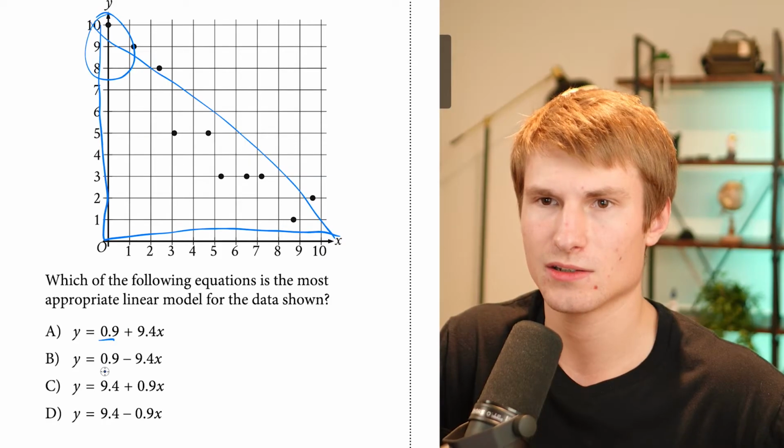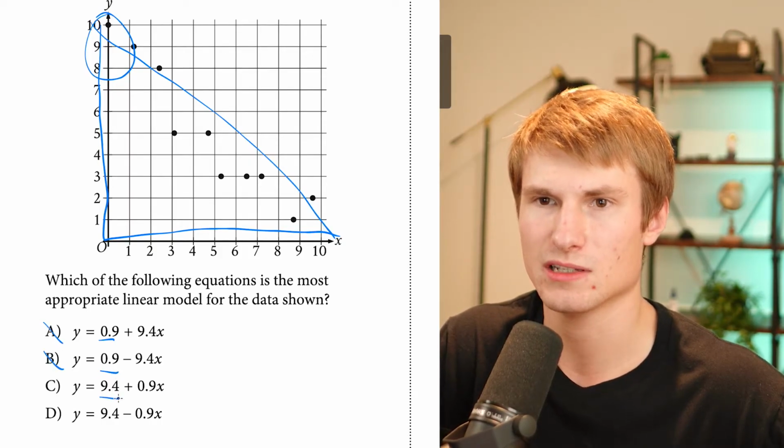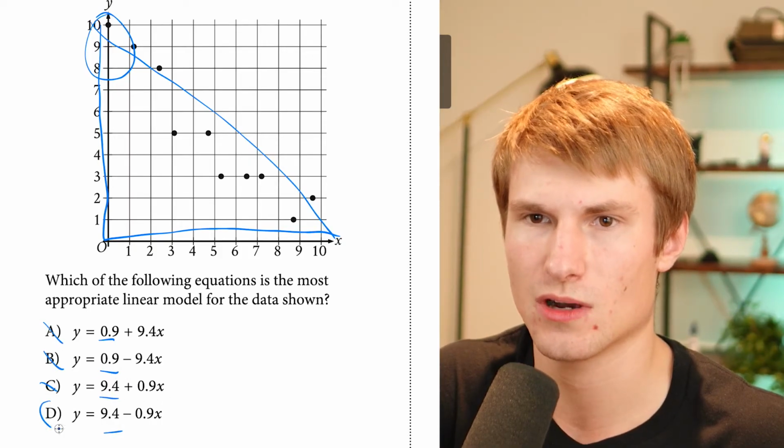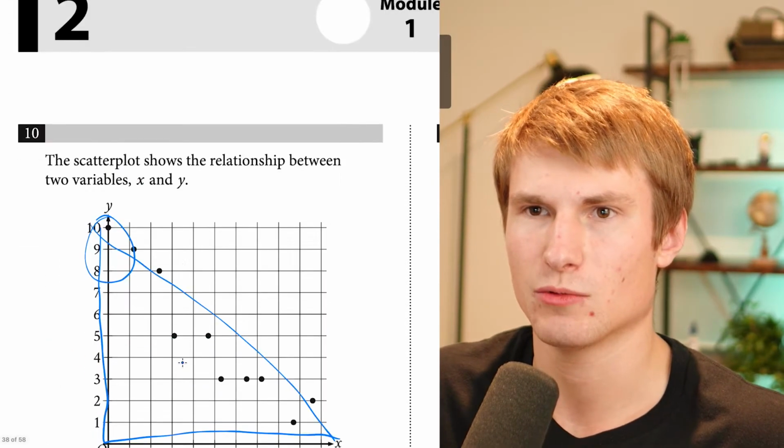So we've got option A, 0.9 and 0.9. Those are both going to be wrong. We've got C, 9.4 and 9.4. We have a negative slope, so C is wrong. We can go ahead and answer with D. Next thing we can do is move on to question number 11.